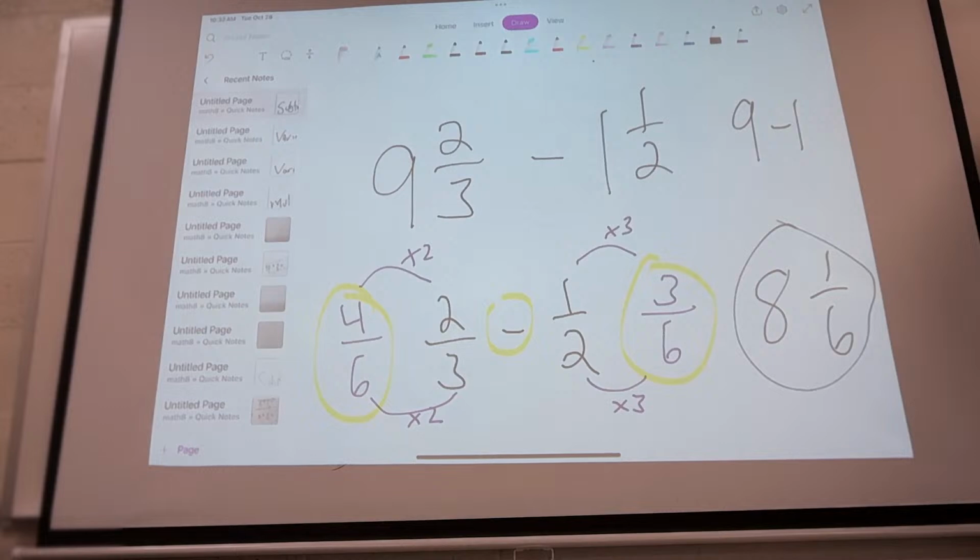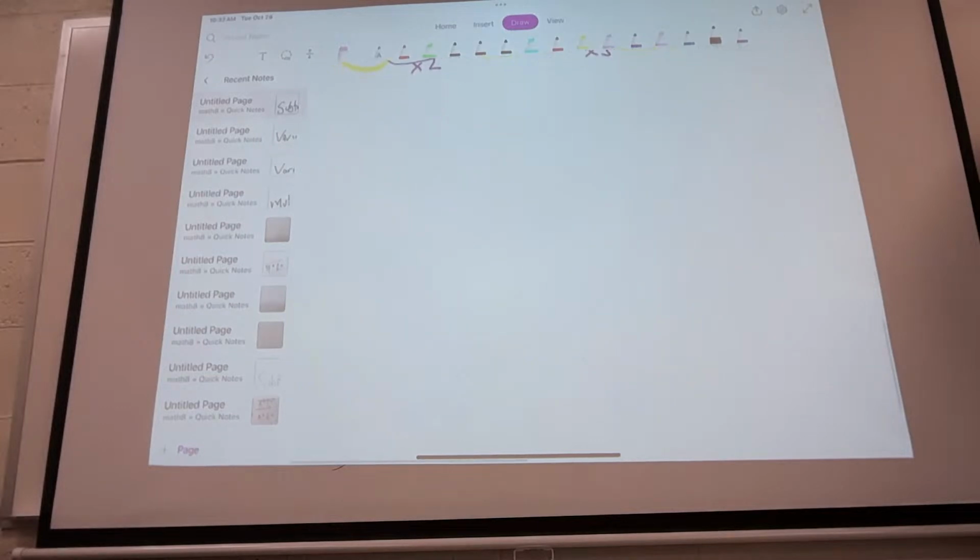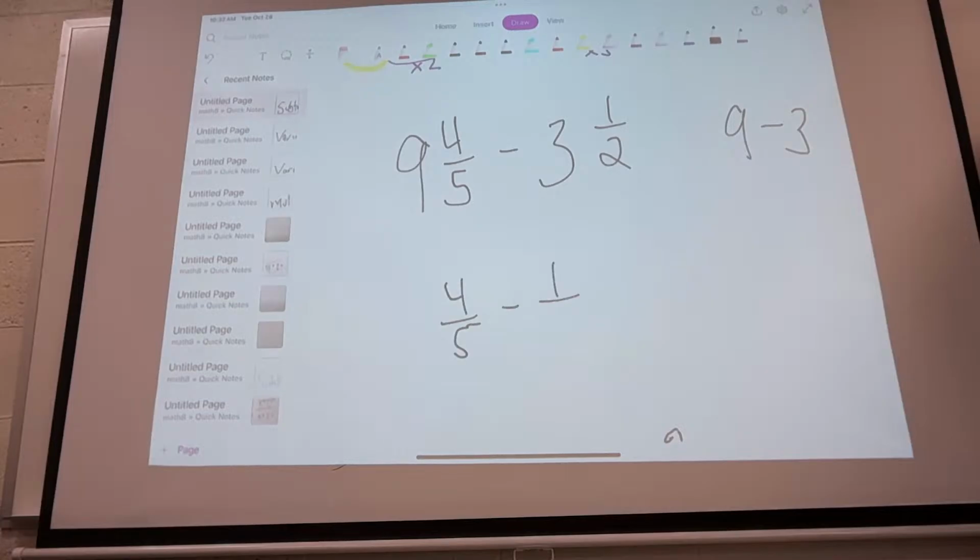All right, which one? 9 and 4/5 minus 3.5. Take my 9 and my 3 out. 4/5 minus 1/2. What am I going to change the bottoms into? What do 2 and 5 have?